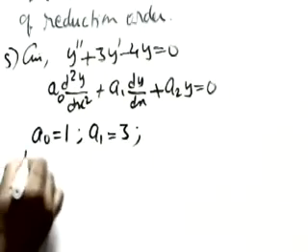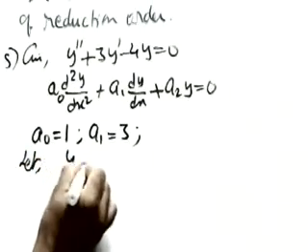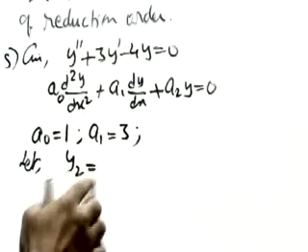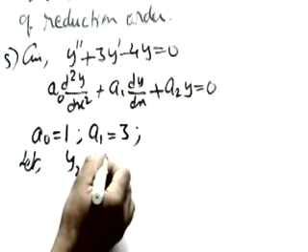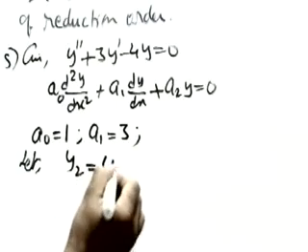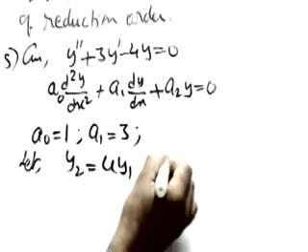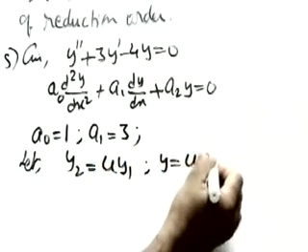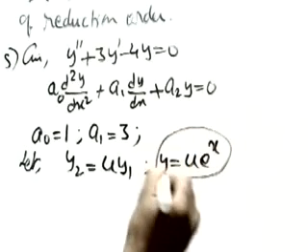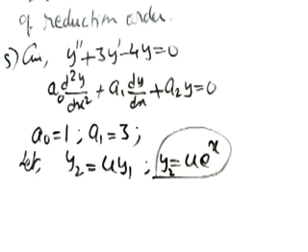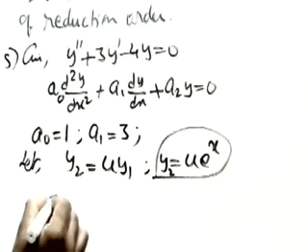How to start? Let the second solution y2 equal, we have to suppose, what is the formula? y equals u into y1, where y1 is e power x. So y2 equals u into e power x.